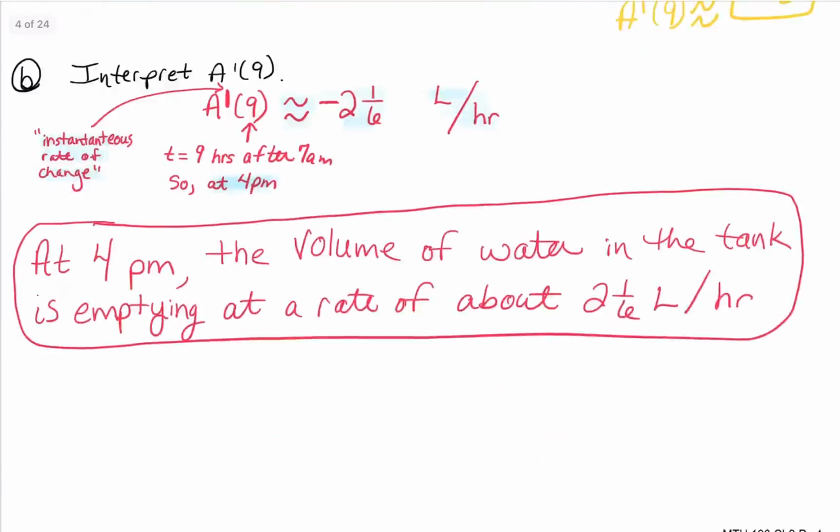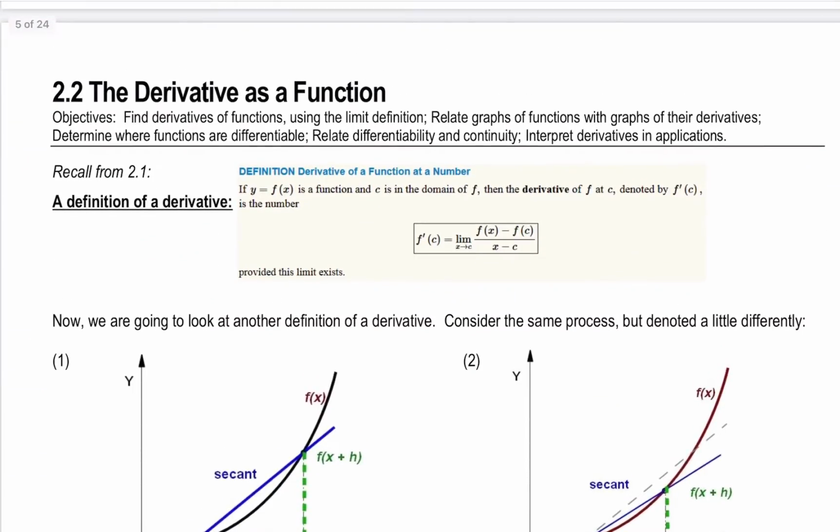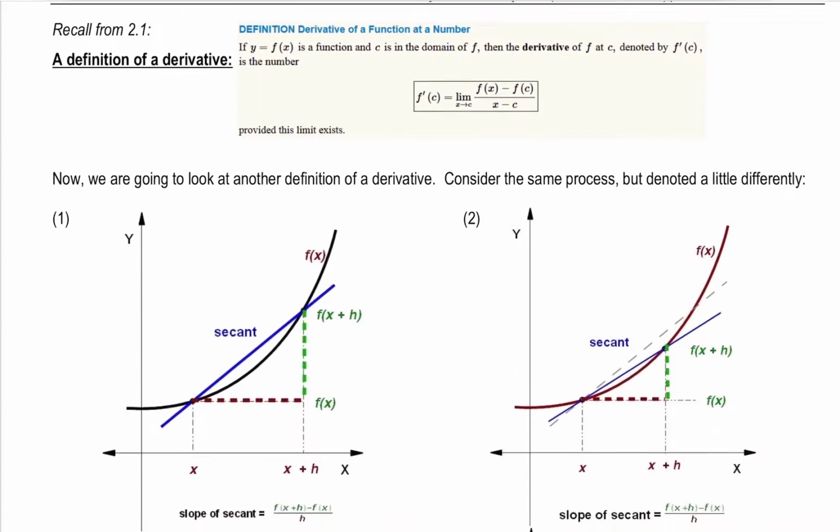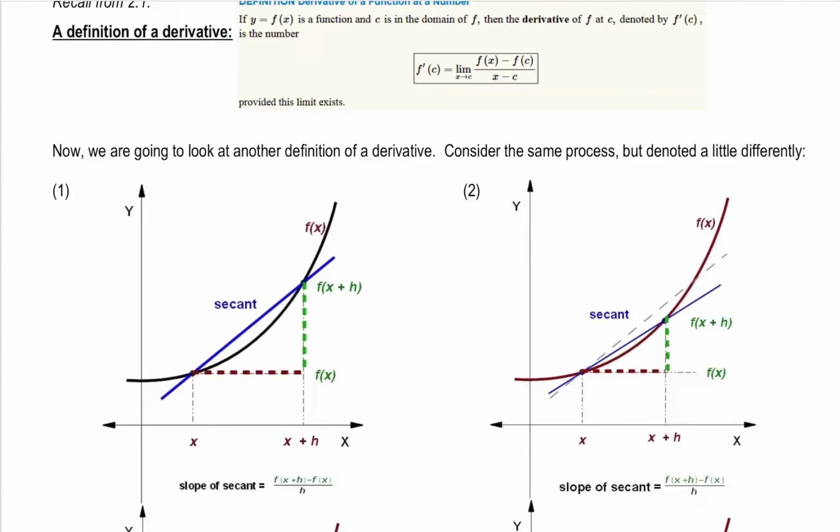Now what we're going to talk about is a limit definition of the derivative, but as a function. So that's what we knew from 2.1. Now we're going to look at another definition of a derivative, but this one is going to be the definition of the derivative of the function. When we're done, we're going to have a function of x.